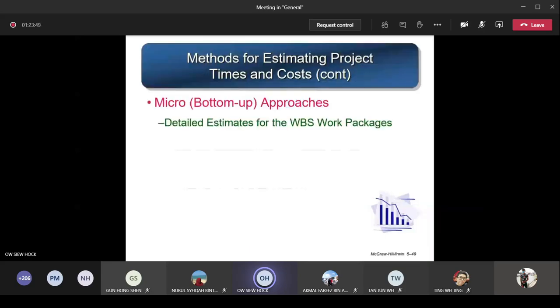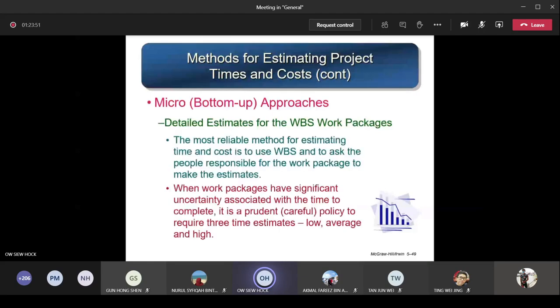Okay, so next is about detailed estimates for the WBS work packages. This is the most reliable method for estimating time and cost: use the WBS and ask the people responsible for the work packages to meet the estimates. The person who owns the WP, ask the owner for the estimate, because the person is going to own the task and carry out the task. The person will know very well how much time and how much cost is needed to finish the task.